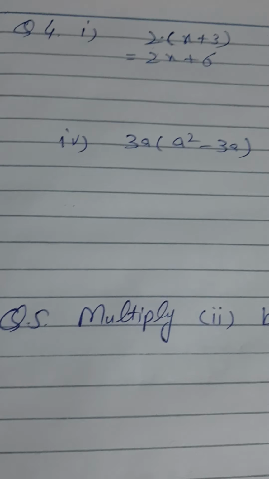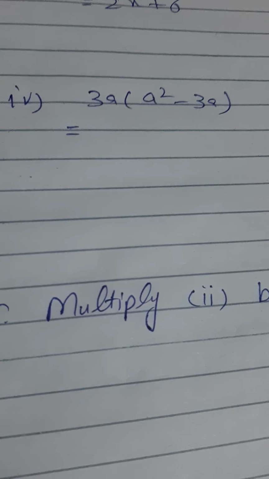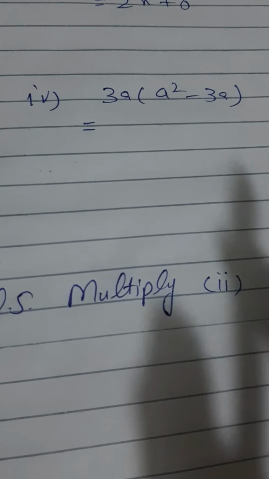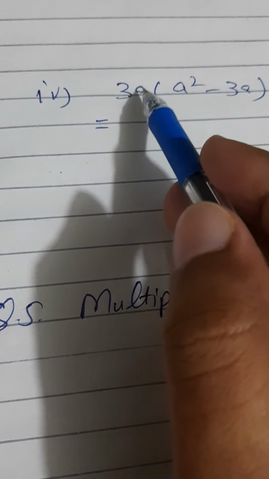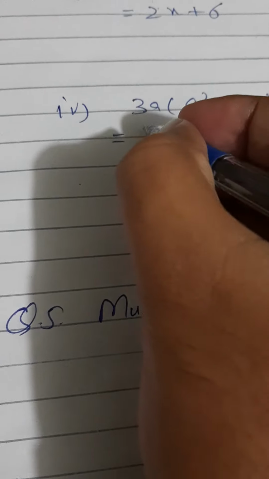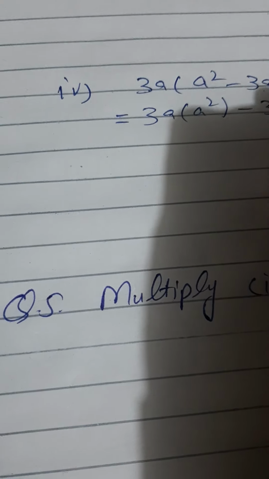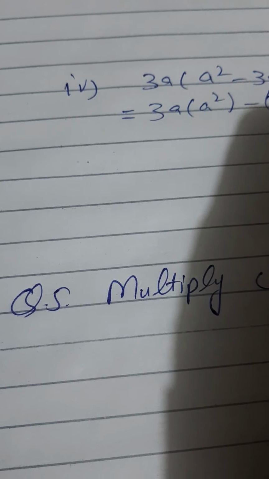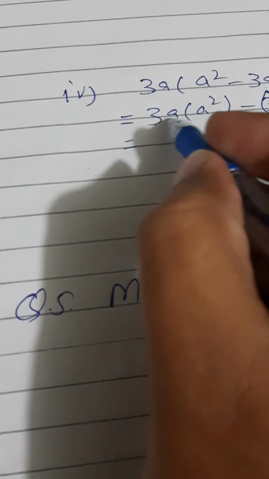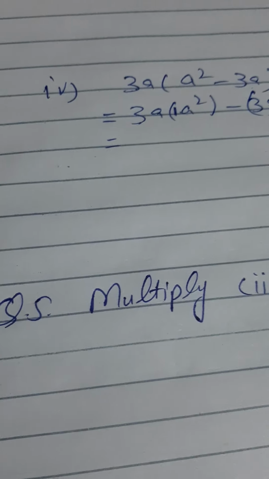it's simplification. Now in the same way, its next part, 3a multiply with a square minus 3a. So we have to multiply 3a with a square, then 3a with 3a. 3a multiply with a square minus 3a multiply with 3a. Now there is 3 and its coefficient is 1. So when we multiply 3 with 1, 3 ones are 3.